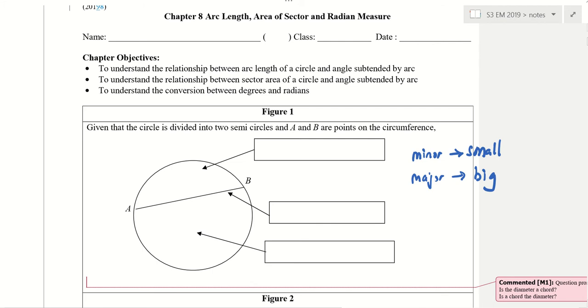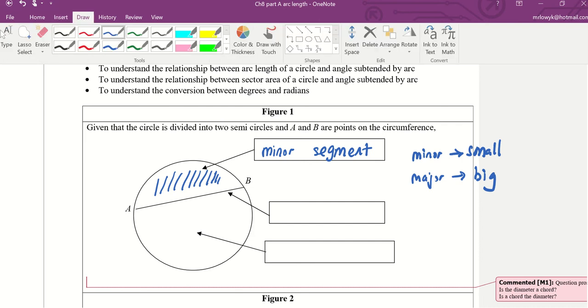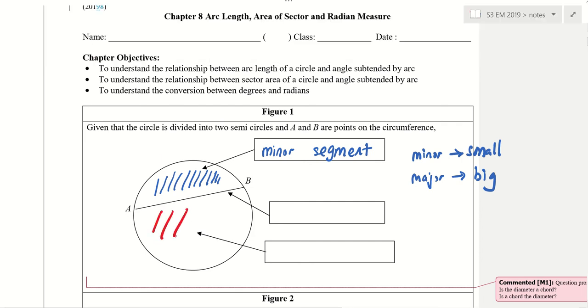Right, so let's start. Now, the first one refers to the area of this. This small one is called a segment. And therefore the other one, this one, is the bigger one. So this is called a major segment.